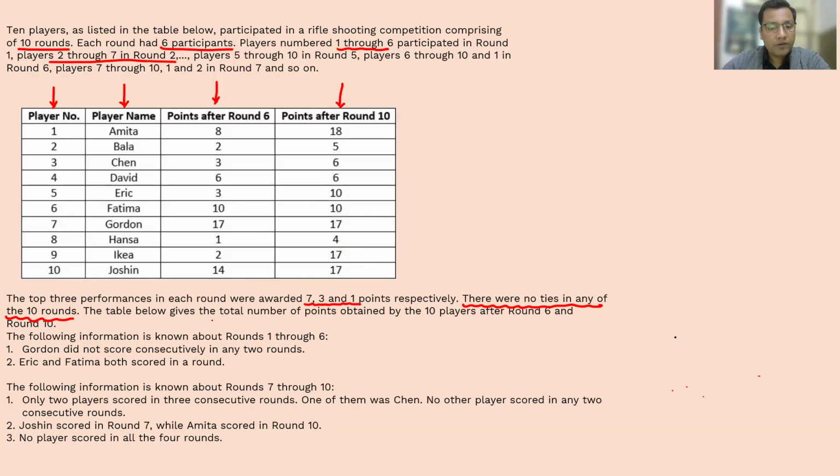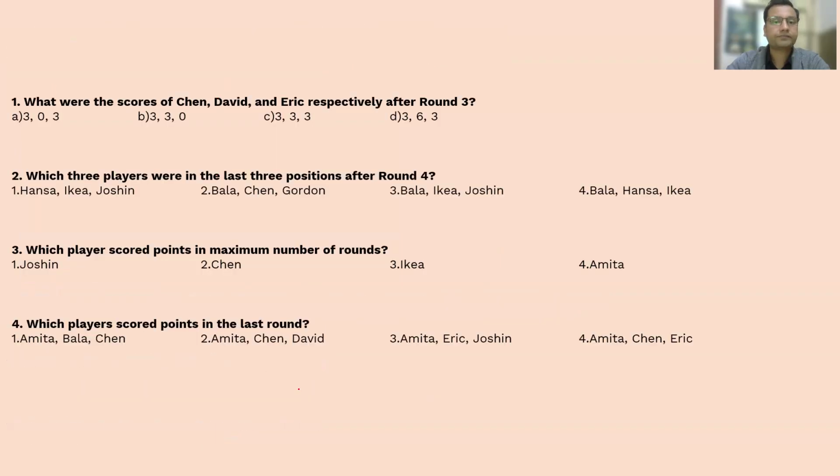The table below gives the total number of points obtained by the 10 players after round 6 and round 10, which you already have dealt with. Right. Some more information regarding round 1 to round 6 is given, 2 pieces of information, and similarly some more information, statements number 1, 2 and 3, for rounds 7 to 10. Let's quickly look at the questions.